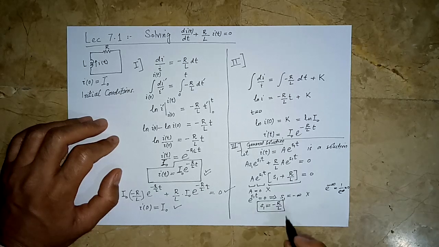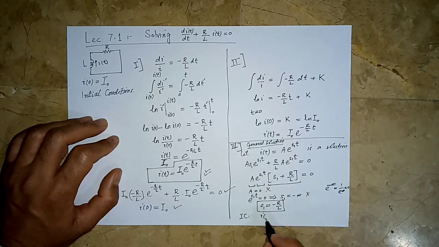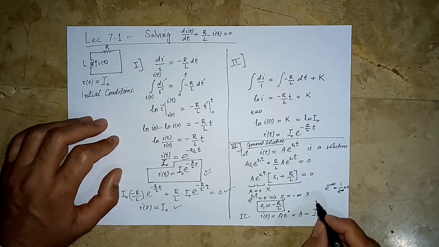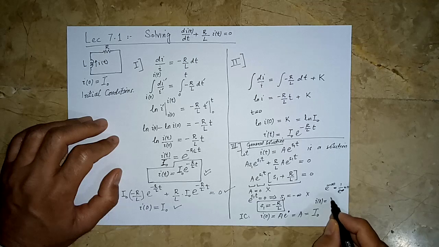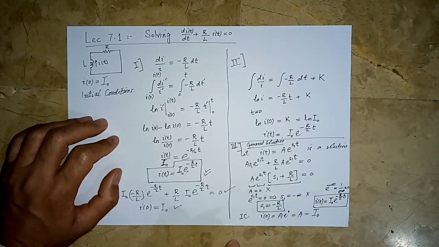So how to find this A? We can make use of the initial conditions. So let us put the initial condition here. So i at 0 is what we know, and this is equal to A e raised to the power 0. So A is actually I naught. So we see i of t is equal to I naught e raised to the power minus R over L t. This is the solution that we have found by the third way as well. This is quite interesting actually, and this is how differential equations usually are solved.